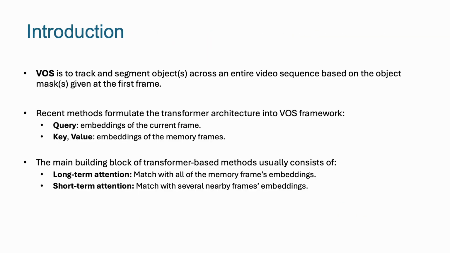The goal of video object segmentation methods is to accurately identify and track the specified targets throughout the entire video given the first frame. Owing to the success of transformers in several vision domains, recent methods formulate the transformer architecture into the VOS framework for frame embeddings. Usually, the main building block of these methods consists of long-term attention to propagate the target information from the memory frames and short-term attention to match the current frames with the embeddings of the nearby frames.